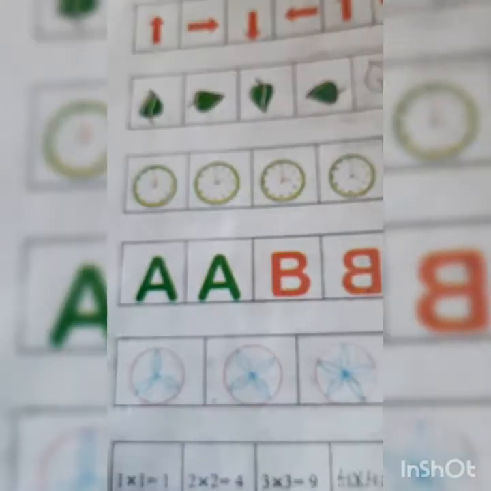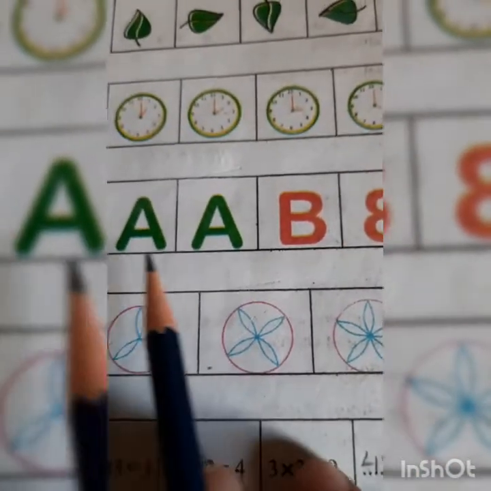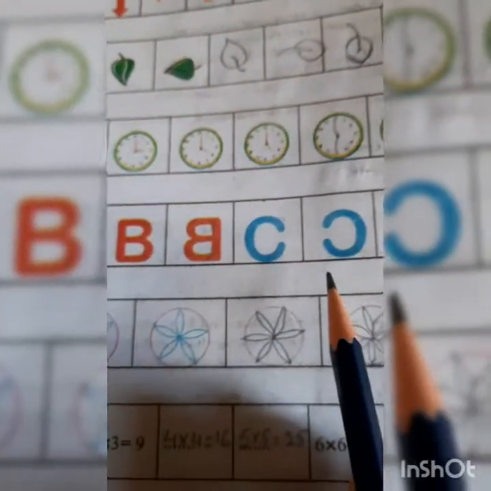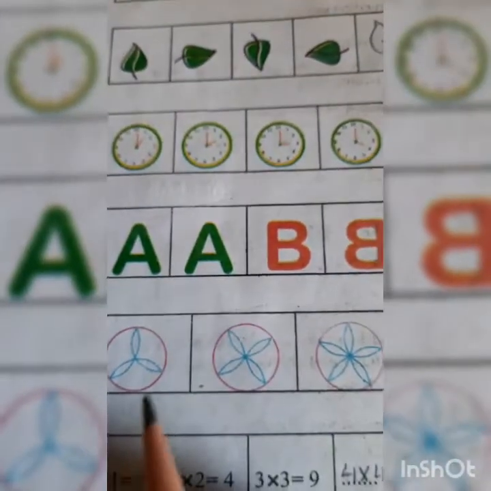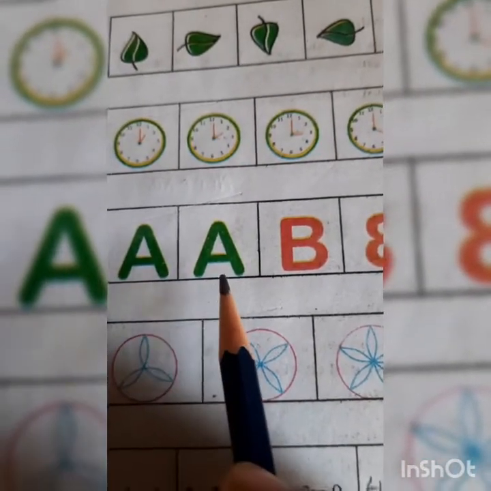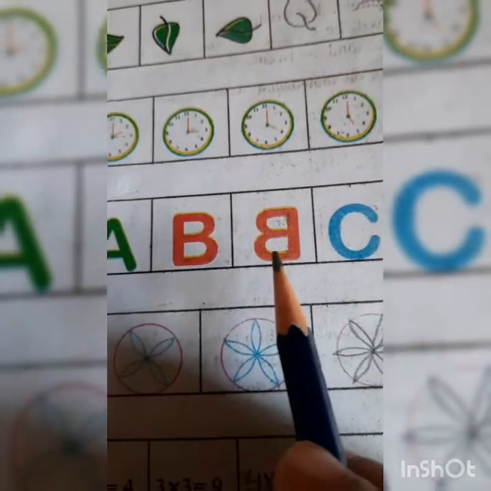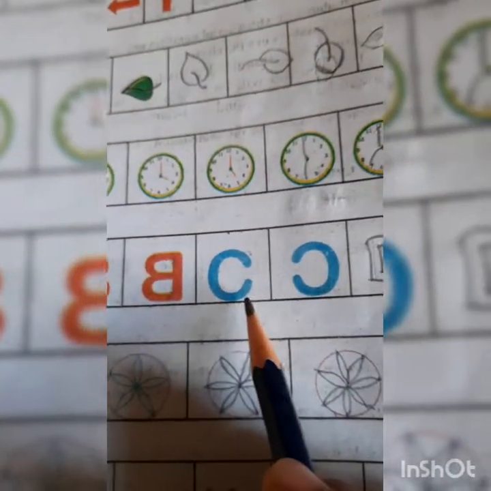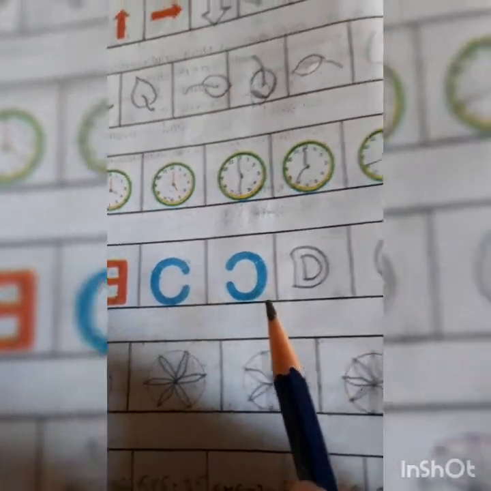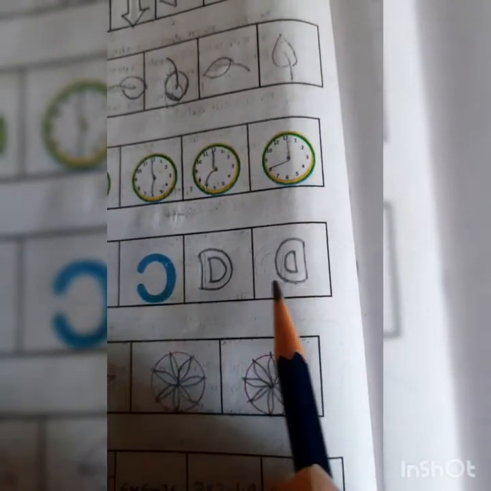Okay. Now see here A, B, B, C, C. Now see the picture carefully. A is the mirror image of this. B, mirror image of B. C, mirror image of C. So here it will come D and the mirror image of D.